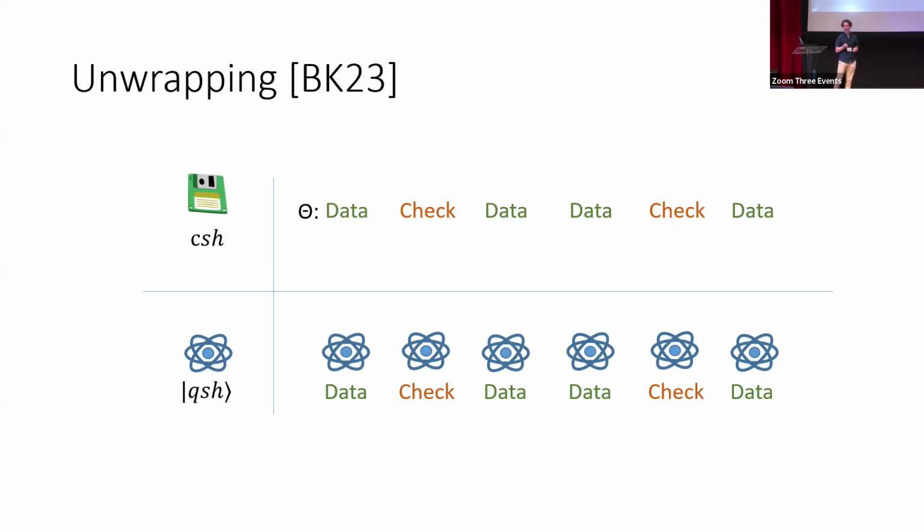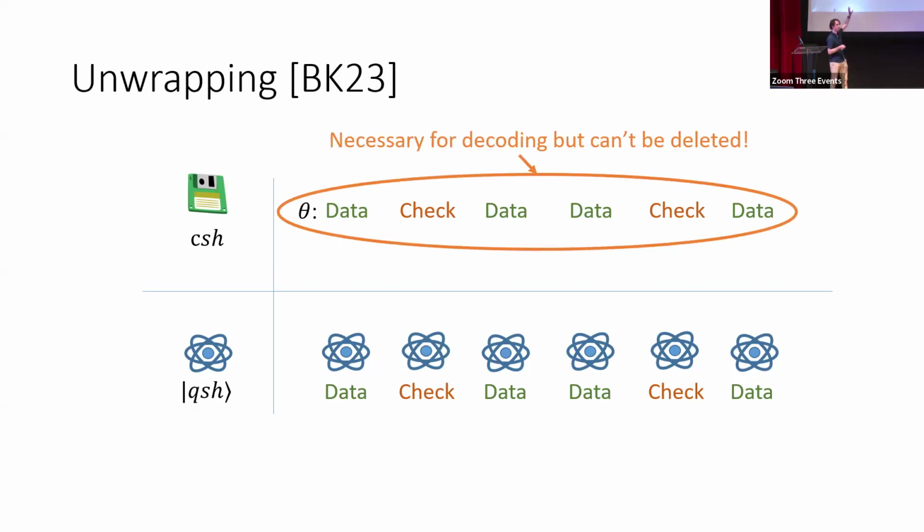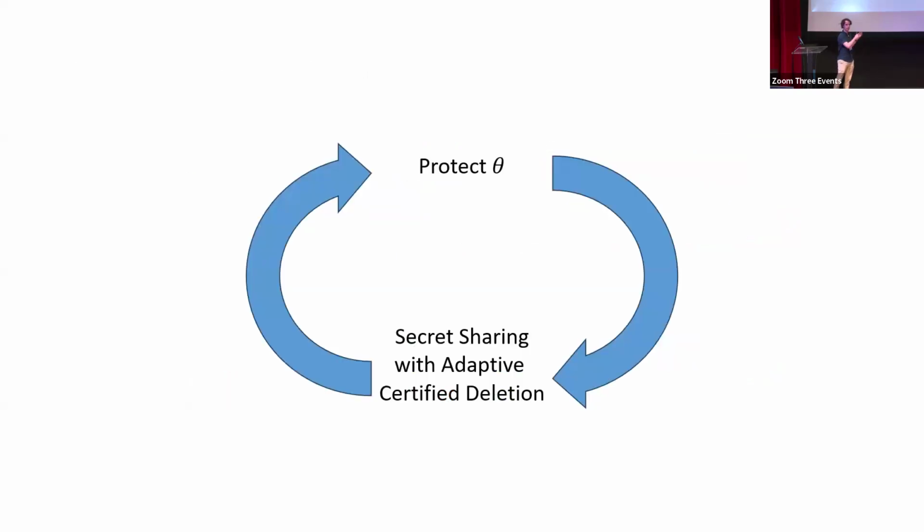The issue here is that this is necessary for decoding your secret, but you can't delete it because it's classical. So we end up with a sort of conundrum where if we could protect this mapping theta, then we could get secret sharing with certified deletion, adaptive certified deletion. But in order to protect theta, we need secret sharing with adaptive certified deletion.